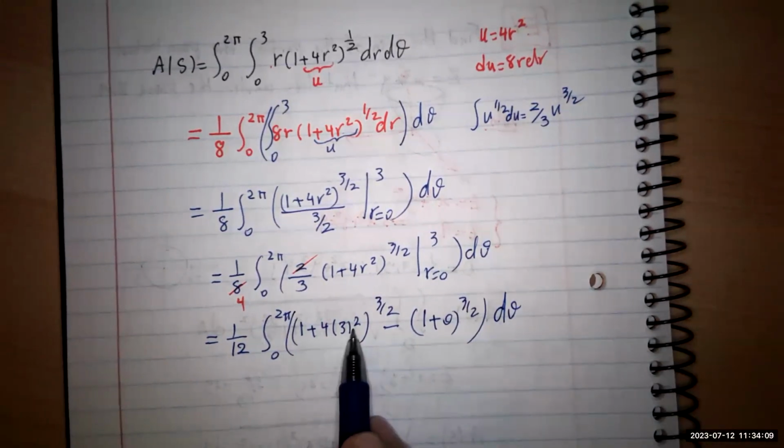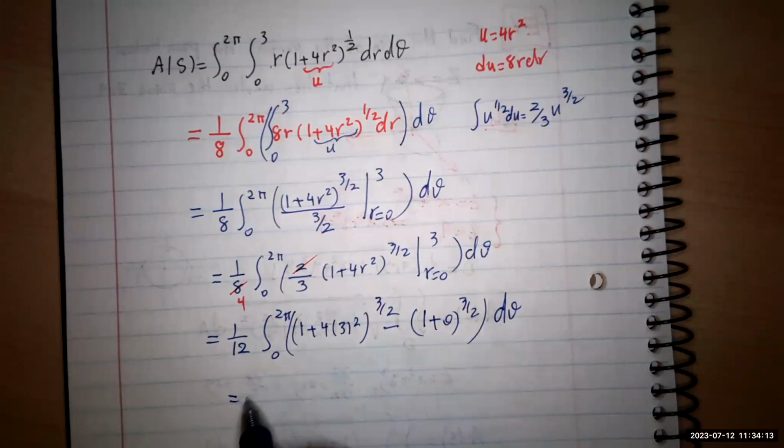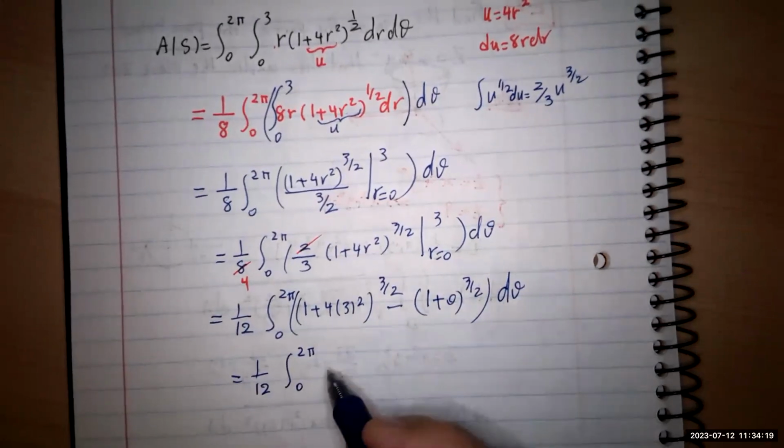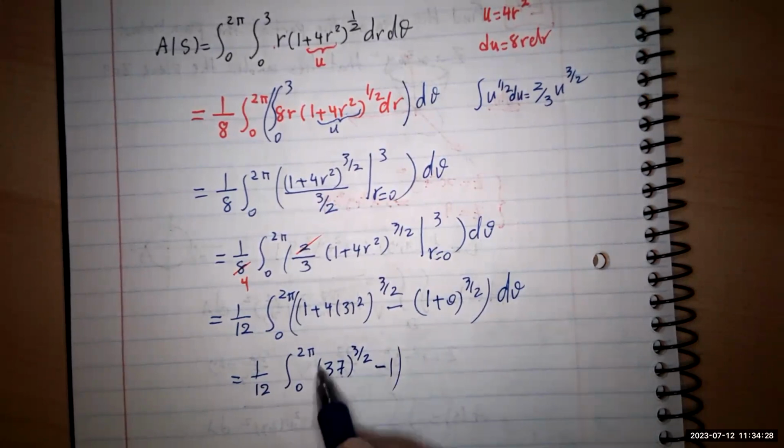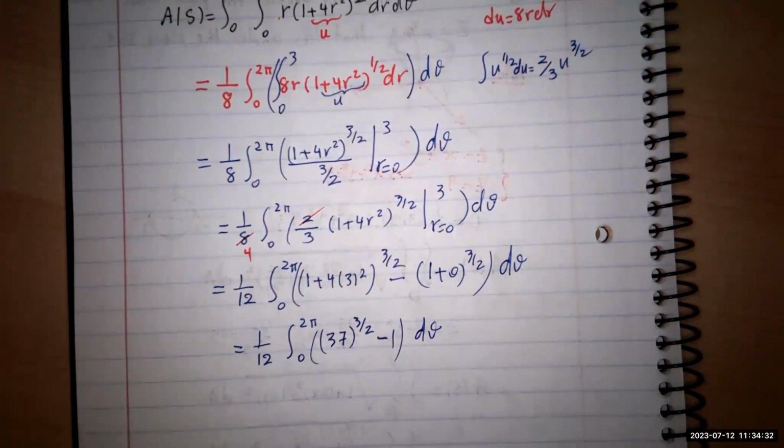So 3 squared would be 9, 9 times 4 would be 36, 37. So it's going to be 1/12, integral from 0 to 2 pi. Okay, 37 to the 3/2, and that's going to give you 1, minus 1. Okay, the d theta, you can pull it out and then decide what you want to do about it. Okay, so this is it.